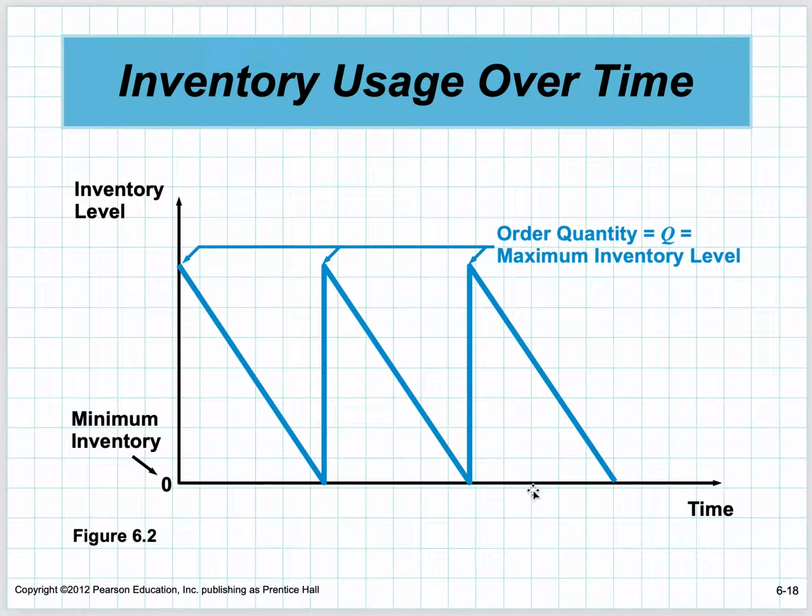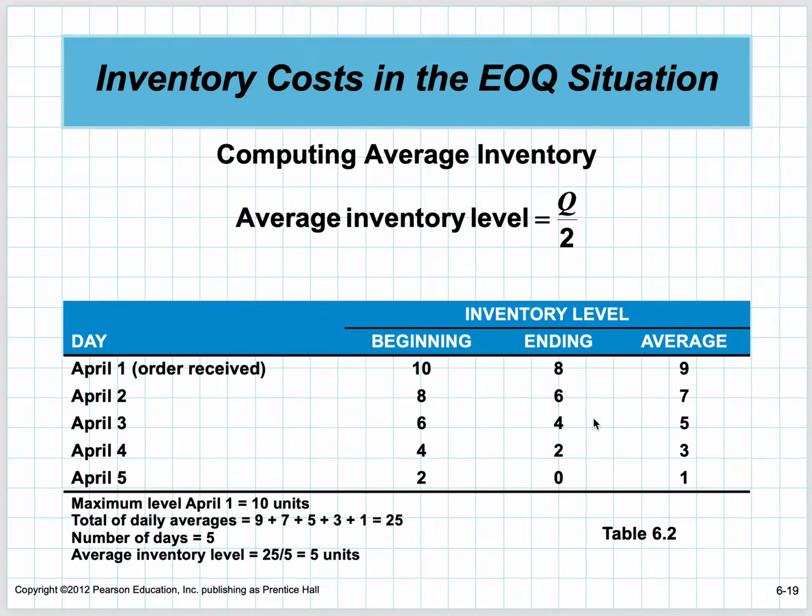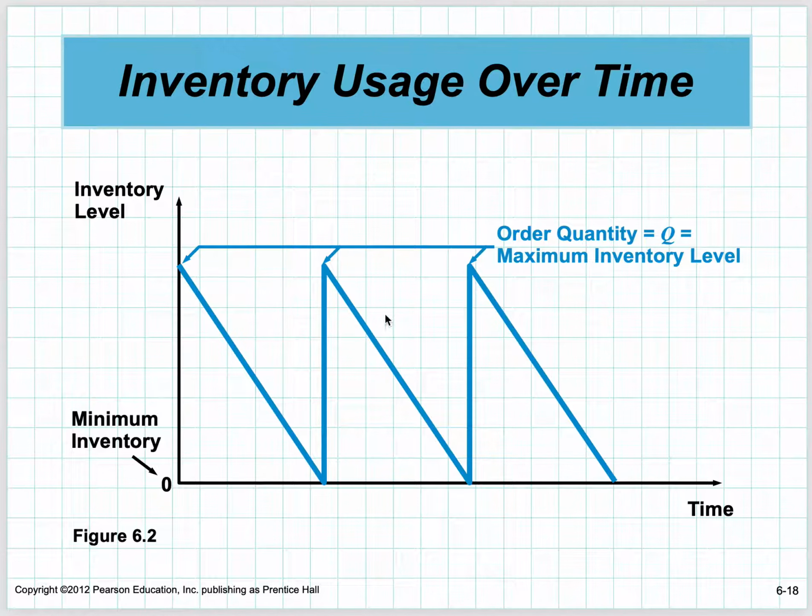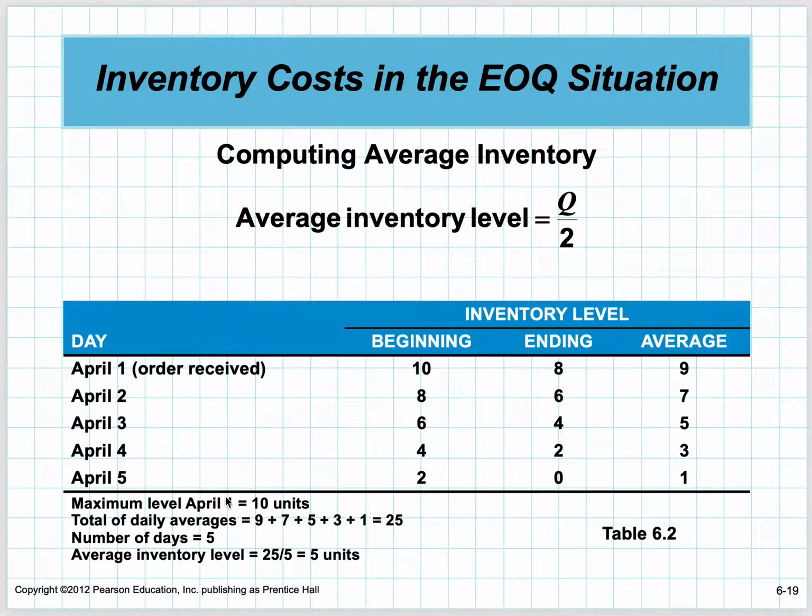And of course, this axis is time, this axis is inventory. So this sawtooth model is kind of how you think inventory should run all the time. The average inventory, if you look at this, the maximum is Q, the minimum is 0. So half of that is your average inventory because you're drawing it down at a constant rate. So your average inventory is Q over 2, and Q being the ordering quantity.